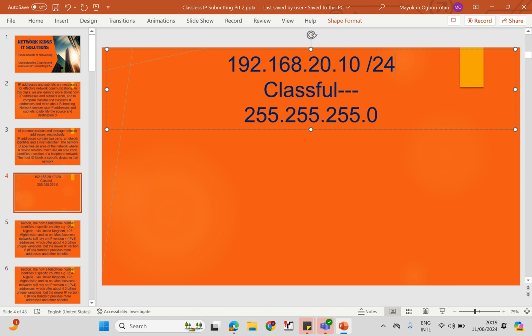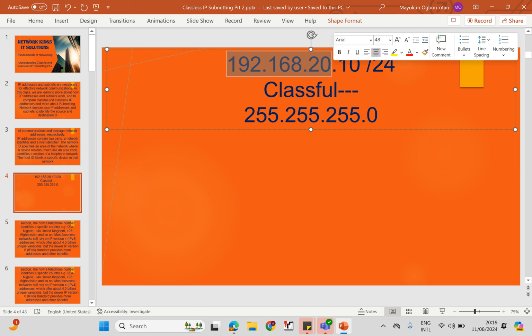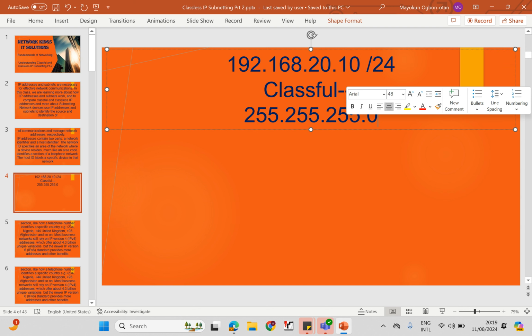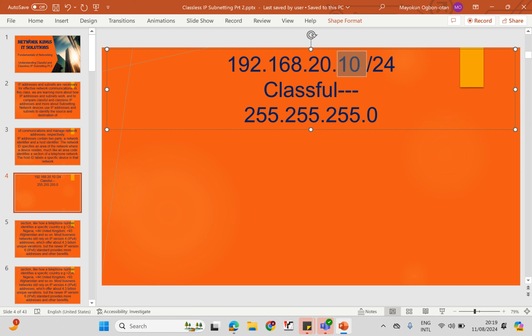Please confirm on the chat box that you can hear me and that you get what I'm talking about. Now, 192.168.20 is the network portion of this IP, and .10 is the host portion. So .10 is going to be the IP sitting on the device. This is the host portion, or host ID, .10.